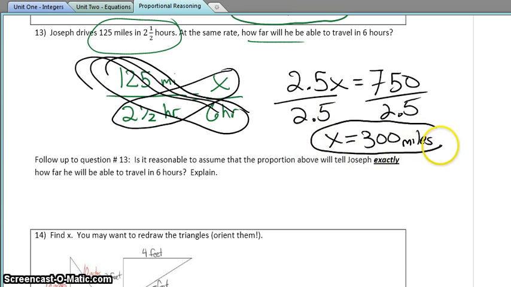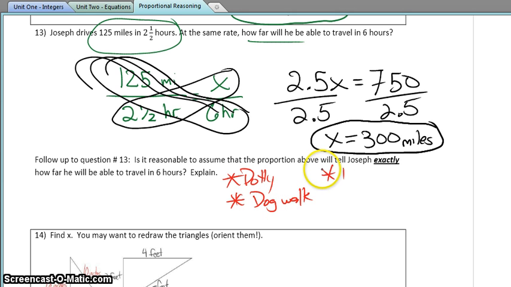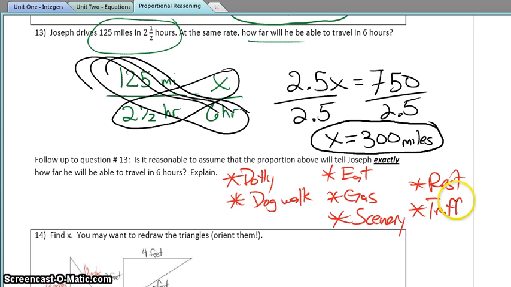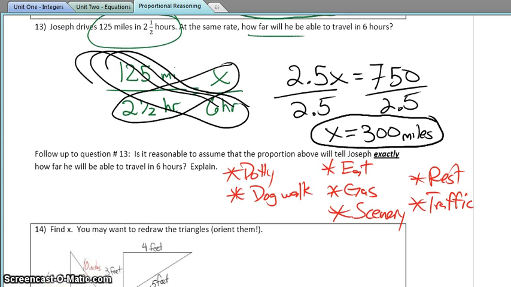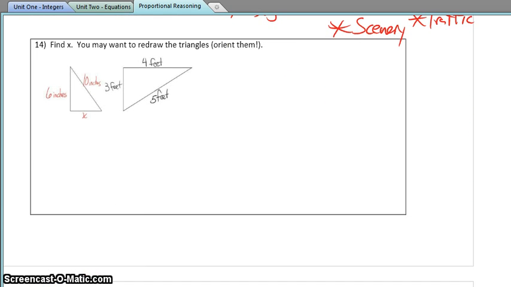Lovely. Now, the follow-up question asks, is it reasonable to assume that this proportion is going to tell us exactly how far he's going to be? No. And there's going to be a question just like this on your test. No, definitely not. Maybe he needs to go potty. Maybe he needs to take the dog for a walk. Maybe he wants to eat. Definitely will need to get gas. Scenery. Rest. I don't know. Lots of reasons. Traffic. Tons of reasons why this is not a sure deal. Okay? Keep that in mind. You'll be asked something like that tomorrow.